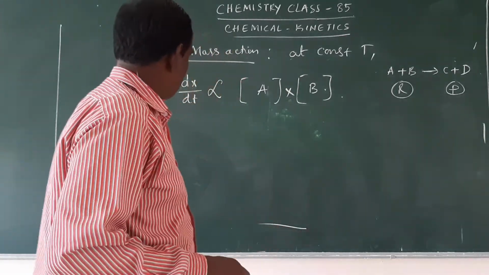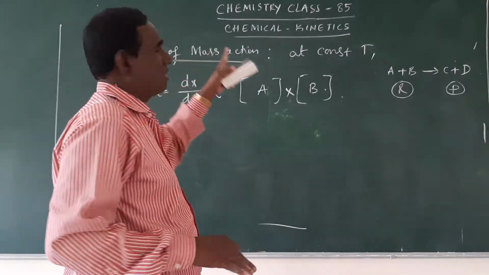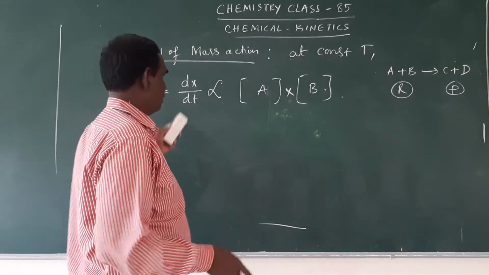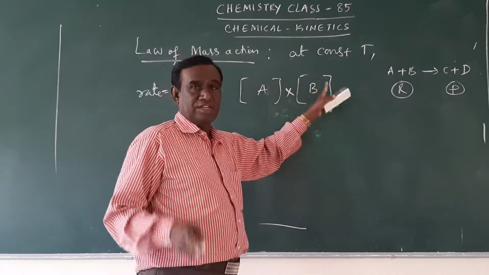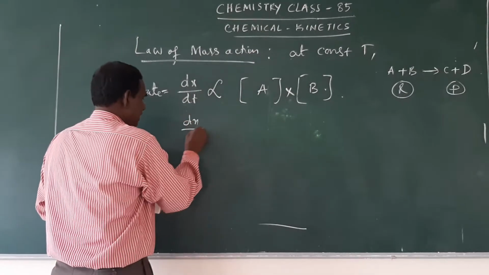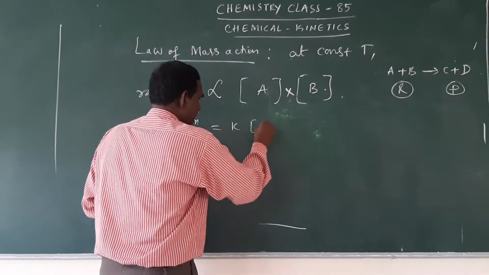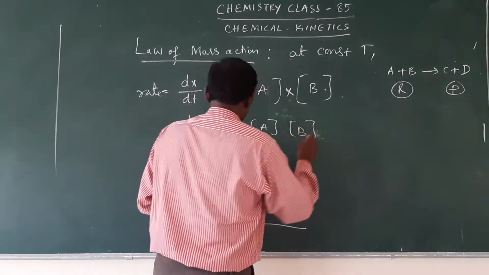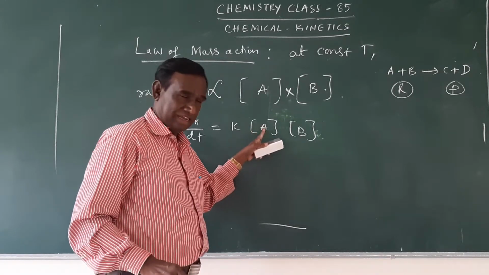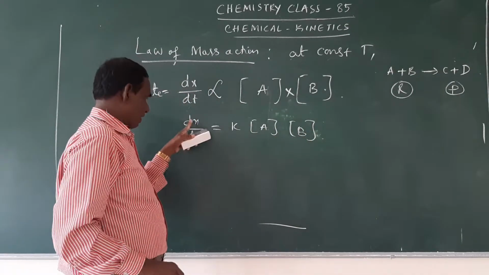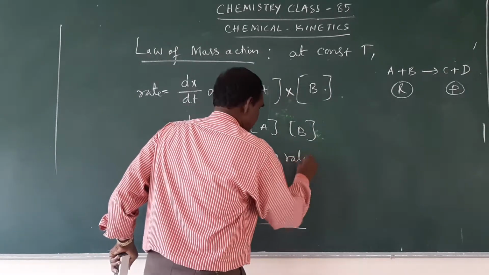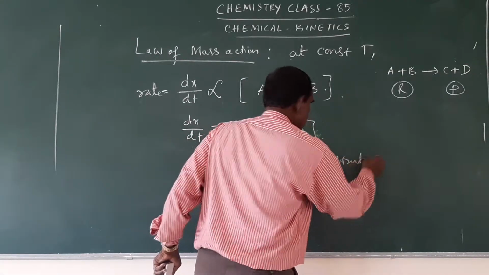That is how you can write the equation for the law of mass action. At constant temperature, the rate of a chemical reaction is directly proportional to the product of the active masses of the reactants. So dx by dt is proportional to [A][B], or dx by dt is equal to K into [A] into [B]. Here [A] is the concentration of the reactant A, [B] is the concentration of the reactant B, dx by dt is the rate of a reaction, and K is called the rate constant.